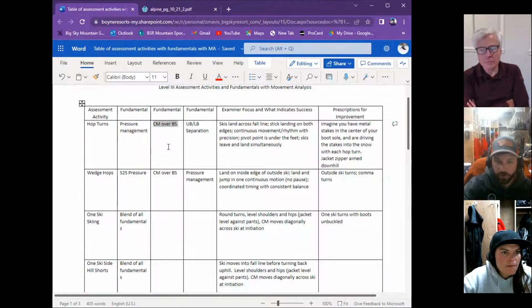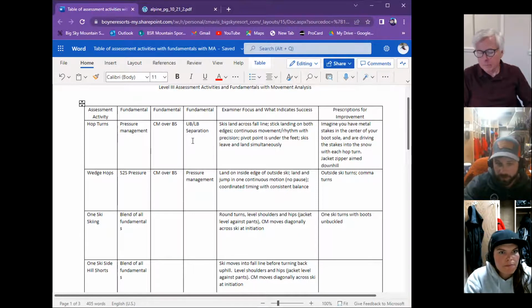Those two, pressure management, I'm interpreting that as the magnitude of pressure. But really, when you get into center of mass over base of support, Chris, that is a pressure control fundamental. So that pressure management piece is bigger than just the magnitude, right? And then getting to your third fundamental there, the upper lower body separation, a lot of times, and not all the time, but when I see issues that people have balancing along the length of their skis, especially in a hop turn, it can be created by a lack of lower and or upper lower body separation.